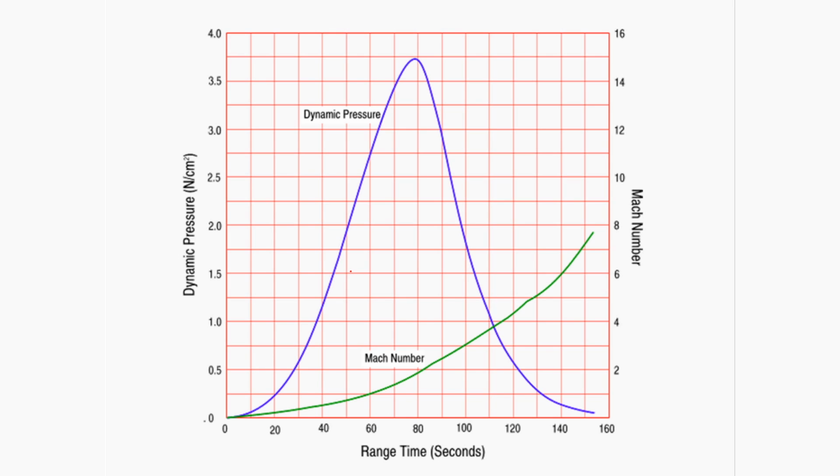Here's a diagram of that. This was taken from an Apollo launch. So the pressure times the velocity squared for a while increases until you reach a maximum, and this is what we call max Q, with Q being the dynamic pressure. And then as you get up higher, of course, the velocity continues to increase, but the dynamic pressure decreases.